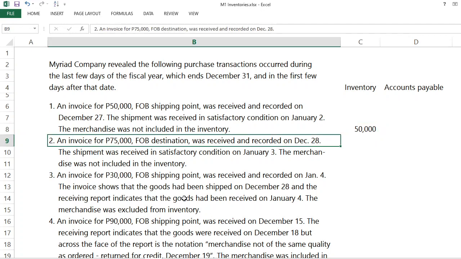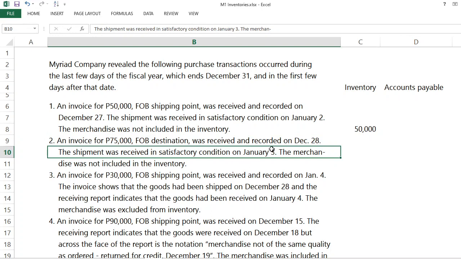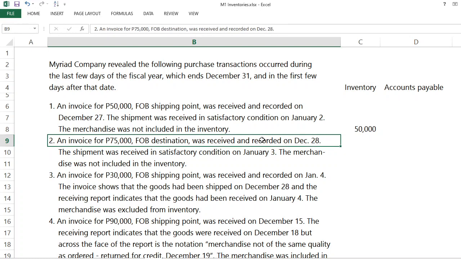Number two. An invoice of 75,000 FOB destination was received. So, we are still the buyer. And recorded on December 28. Question. Should we record that item? FOB destination. So, the item is still at sea, and it only arrived on January 3. Who should be the owner? Since FOB destination, the seller should be the owner. But we made an entry on December 28, which we should not have.